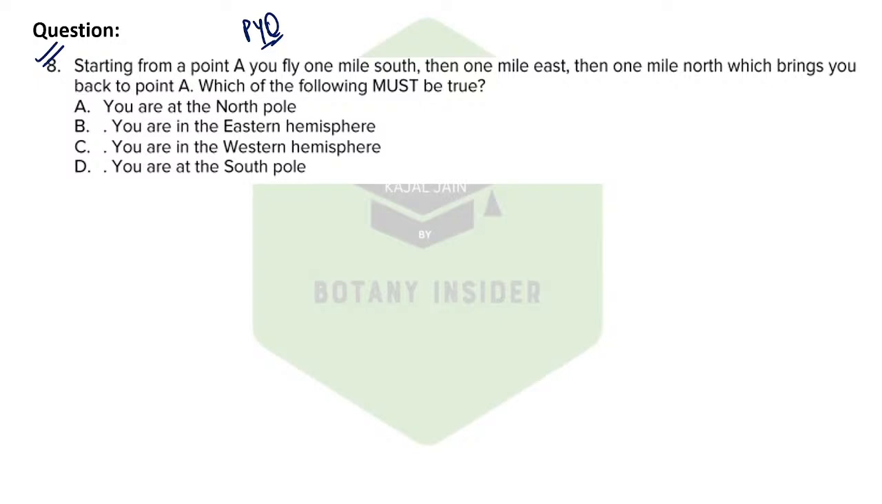Give it a try, everyone. The question starts from a specific point; this is a distance and direction question. Starting from a specific point A, you're flying 1 mile towards the south, then 1 mile towards the east, then 1 mile towards the north, which brings you back to point A again. It is asking which of the following must be true. It's a situation kind of question where you should have knowledge about distance and directions, and then you have to solve the entire question. It's a very simple question. If you apply simple, basic, logical concepts, you'll get the answer. Try out the question.